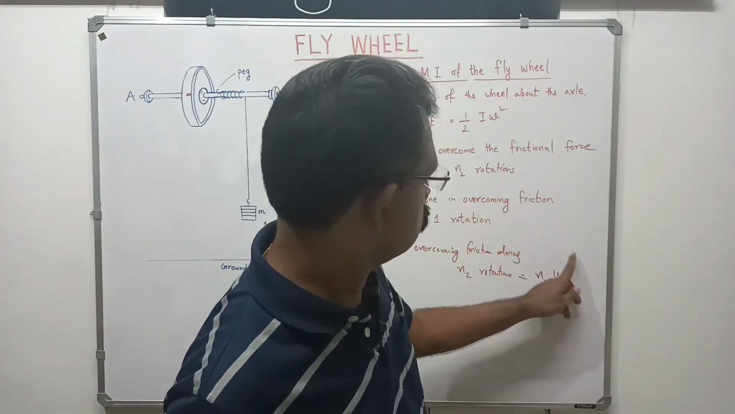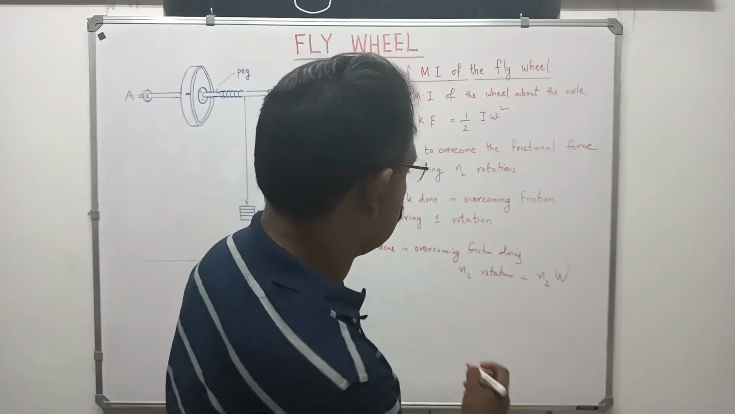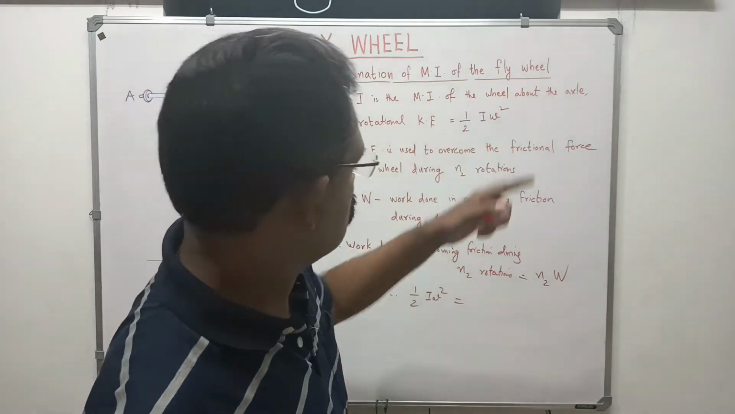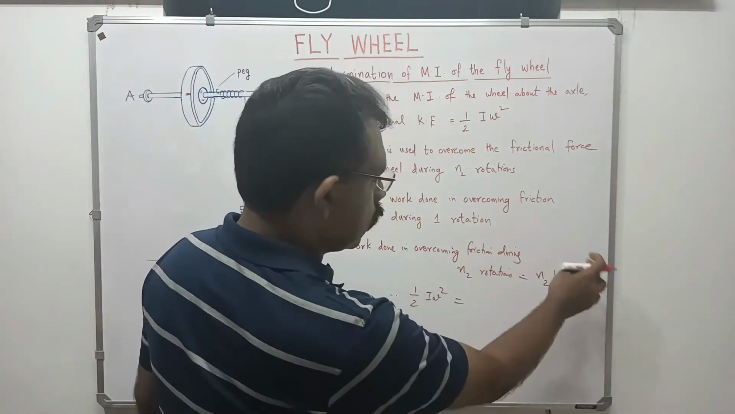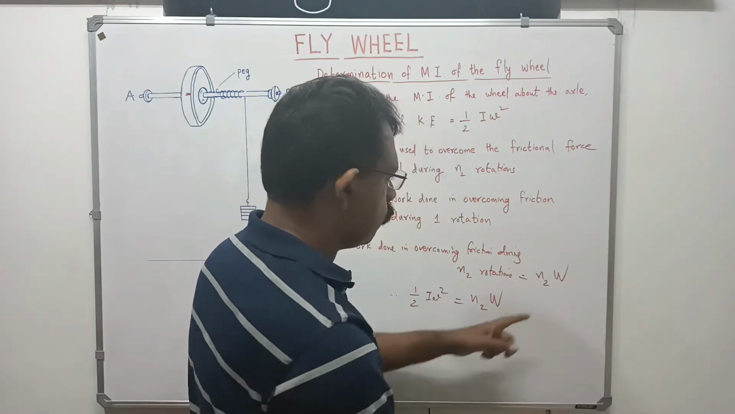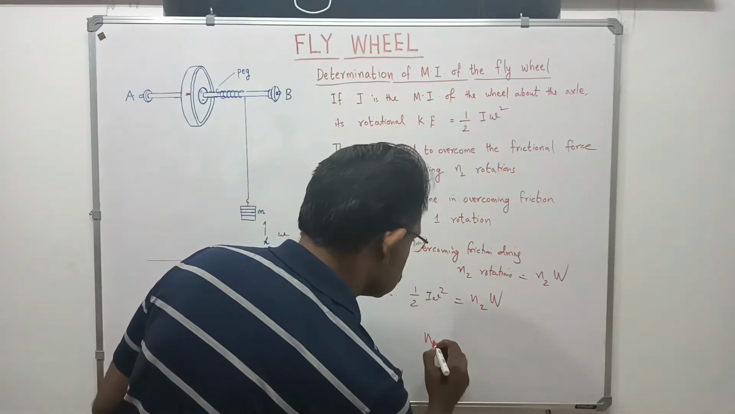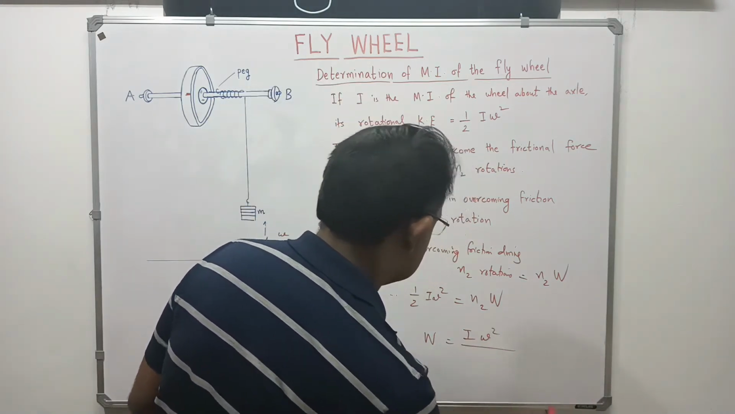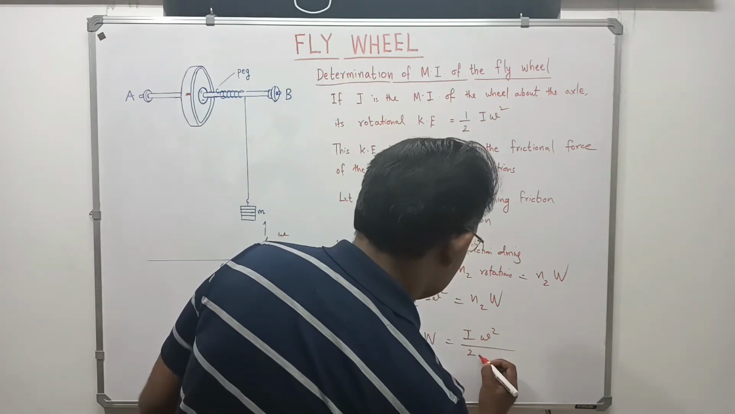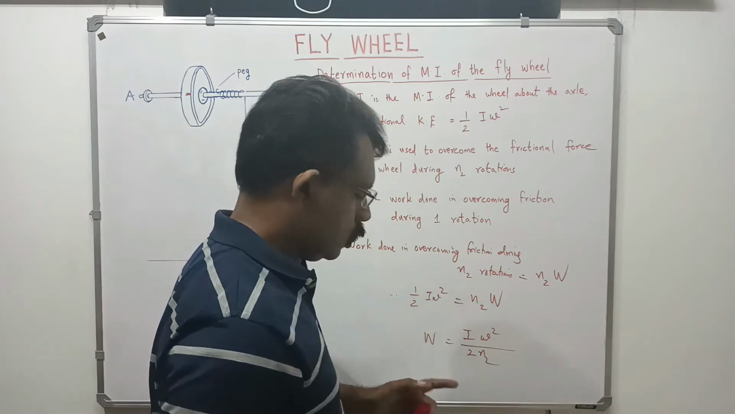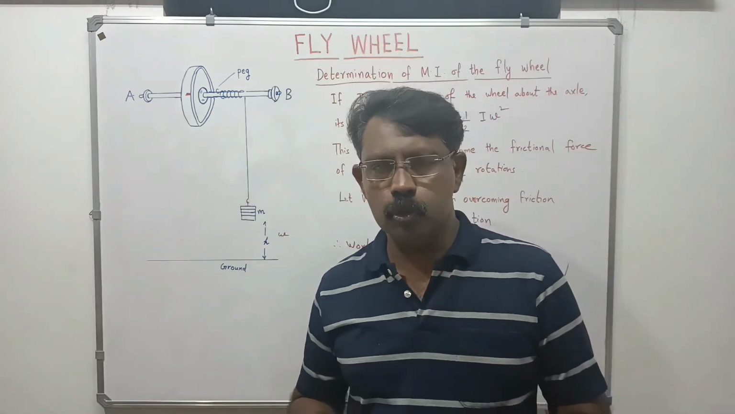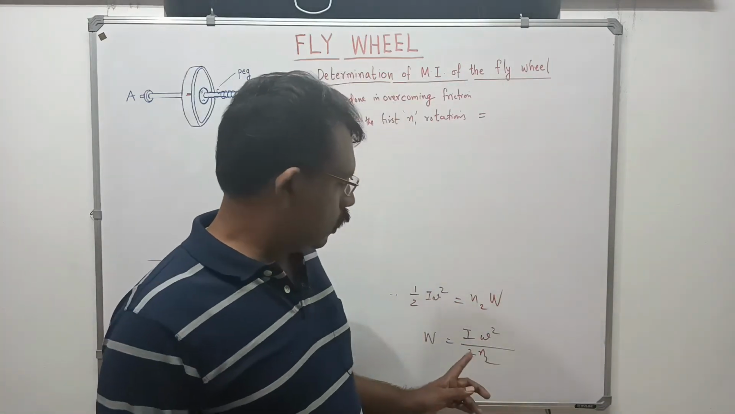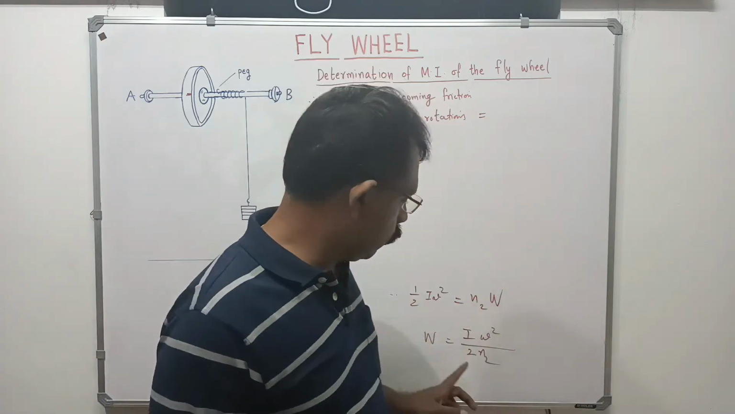This much work should be equal to this one. So I can write half I omega squared is equal to the rotational kinetic energy spent for overcoming friction during n2 rotations. It is n2 W, and from this I can find W as I omega squared by 2 n2. So this is the work done for overcoming the frictional force of the flywheel during one rotation.